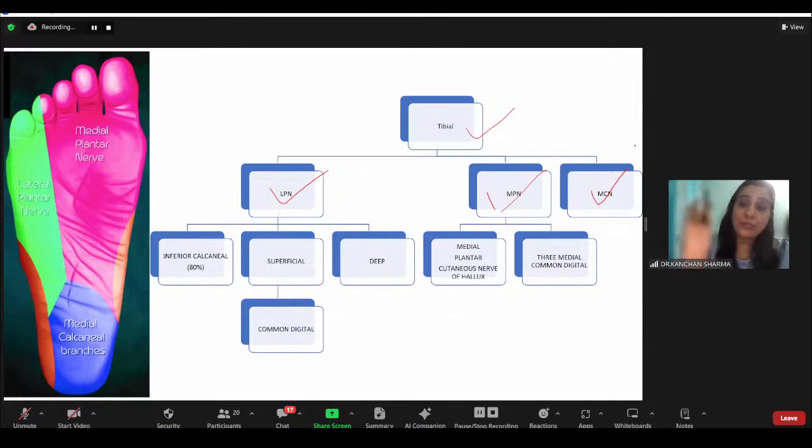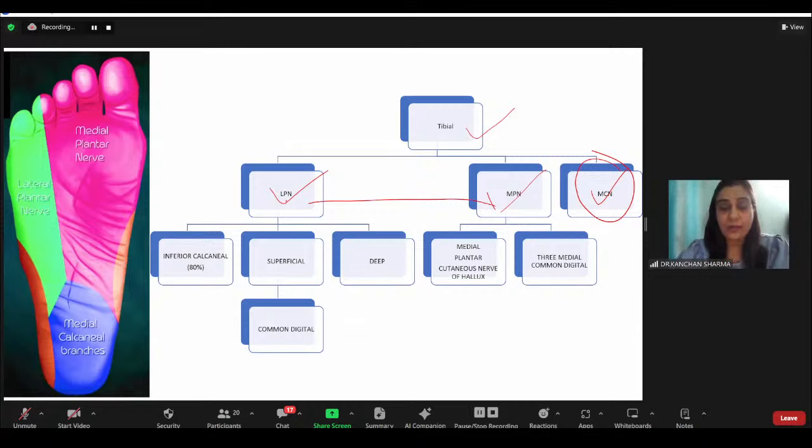Now, this medial calcaneal again has a varied presentation. This nerve can be a branch from the tibial nerve, or you can have a branch from these two plantar nerves as well. Coming to the inferior calcaneal, again, there is a twist. In 80% of individuals it is a branch from the lateral plantar nerve, but this doesn't hold true in the other 20%.